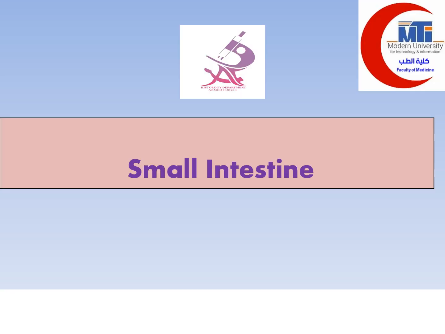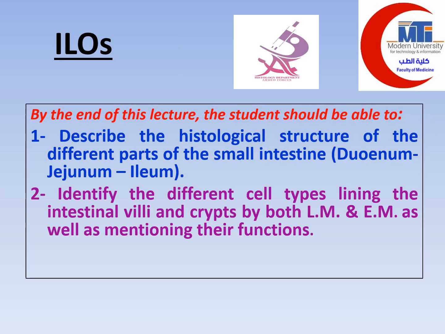By the name of God, let's start our lecture today. Our lecture today is about the small intestine. By the end of this lecture, we're going to be able to know the different parts of the small intestine, which are duodenum, jejunum, and ileum. You will also be able to identify the cell types lining all intestinal parts, including villi and crypts.